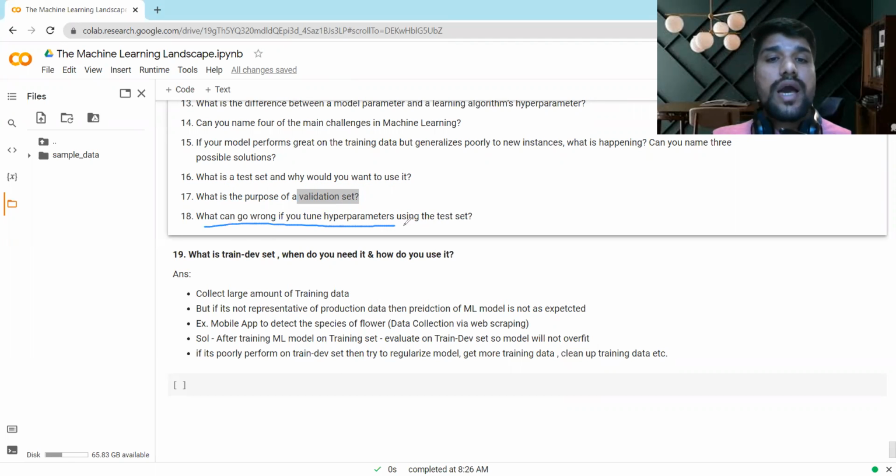What can go wrong if you tune hyperparameters using the test set? There is one challenge called hyperparameter tuning, and I have explained what a hyperparameter is. In that only you come to know the answer, what is the difference between a hyperparameter and a model parameter. But when to tune that hyperparameter? If I tune that hyperparameter on the test set, what will happen? What is the disadvantage of tuning the hyperparameter on the test set? It is always advisable not to tune the hyperparameter on the test set; always tune it on the training data, and use the test set for analyzing your model. And the last question of this section is: what is the train-dev set, when do you need it, and how do you use it?